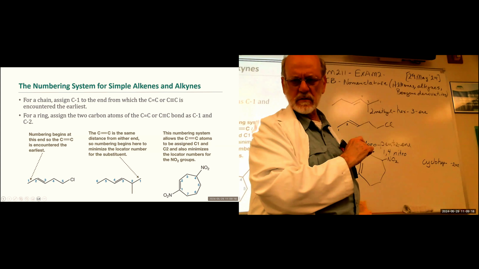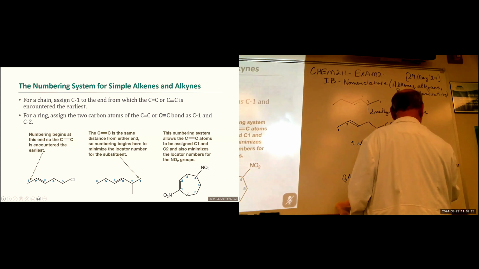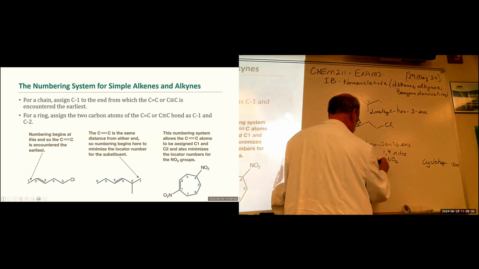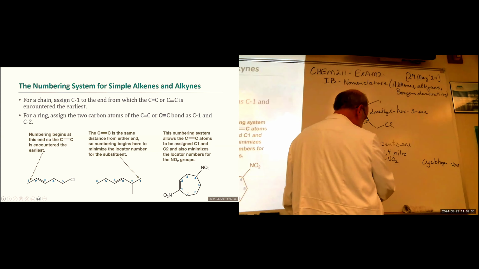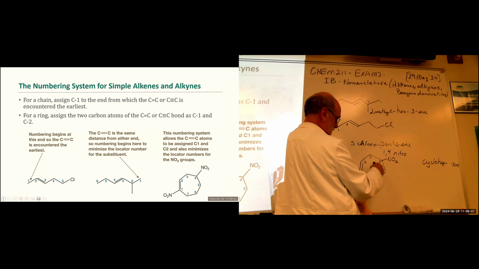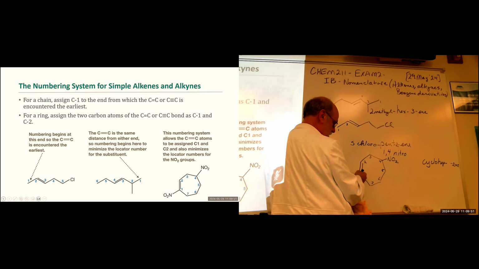Nitro or nitroso? Nitro. I think it's nitro. Then cyclo 1, 2, 7. We still want to start right here, not right here. Because if we started here, that would give us a larger number set going this direction, or either direction. It would give us larger numbers for these values. So we want to start here.